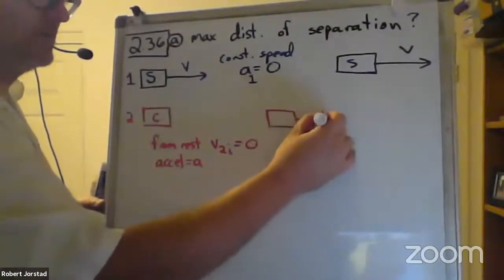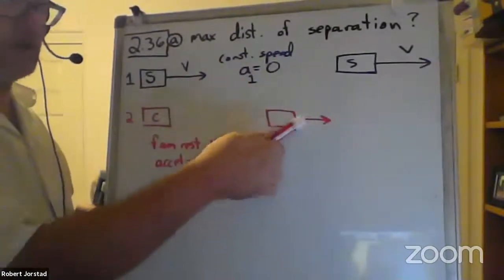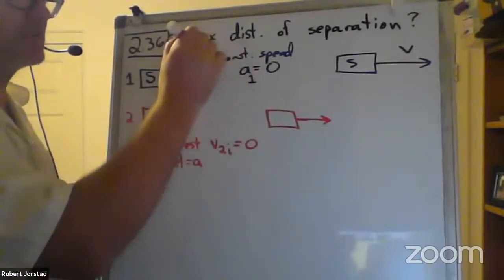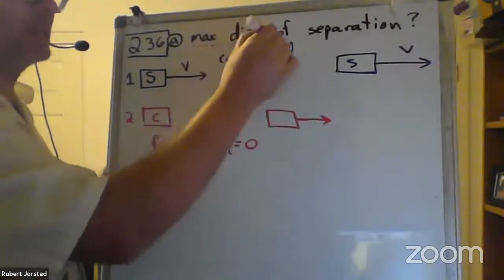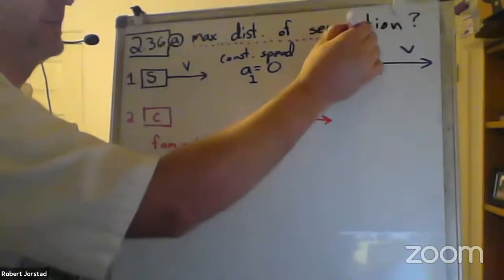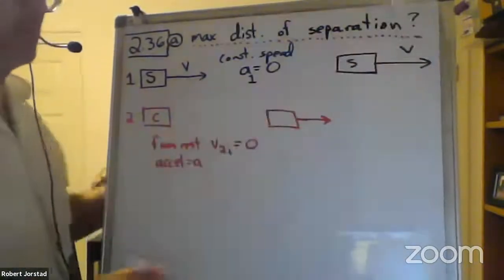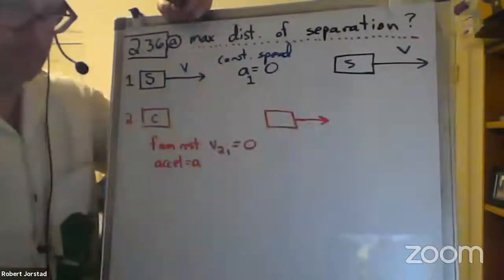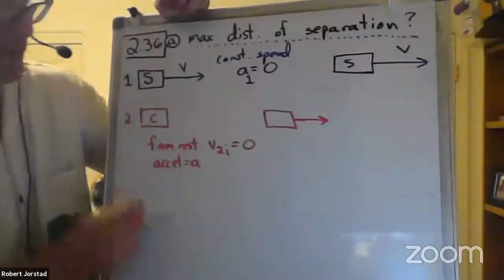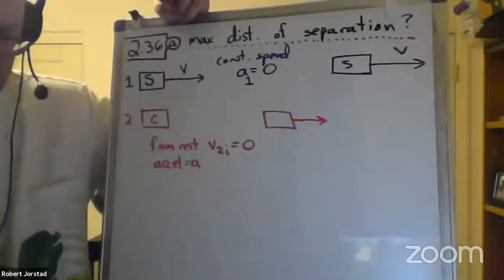So, okay, that's cool. What do we know? These words are supposed to cue you into something. When you say maximum distance of separation, there's a physics thing you know. What is it? What do we know about this? Acceleration has to be greater than 0. Oh, that's true. What else? We already knew that. Their velocities have to be equal.